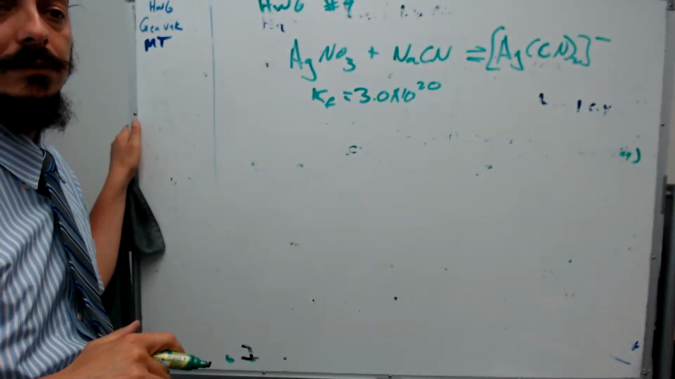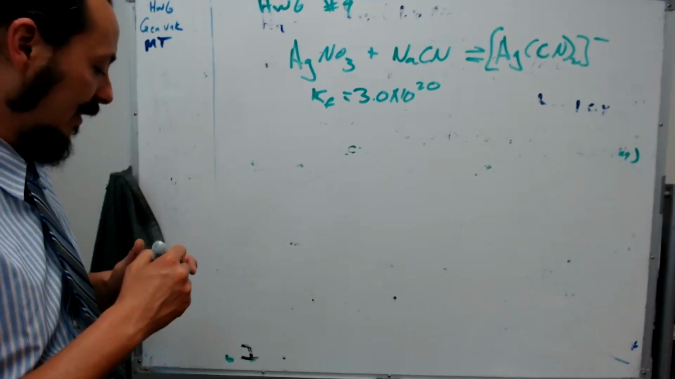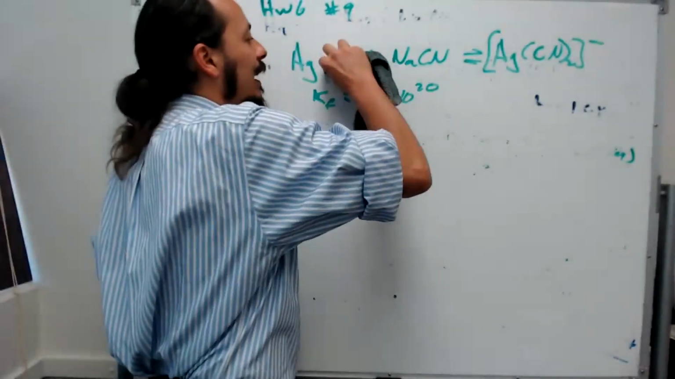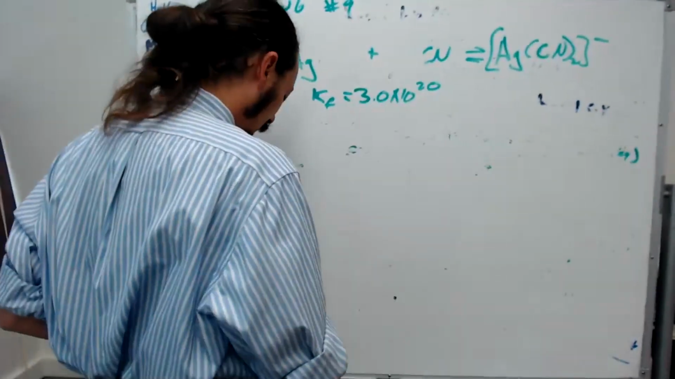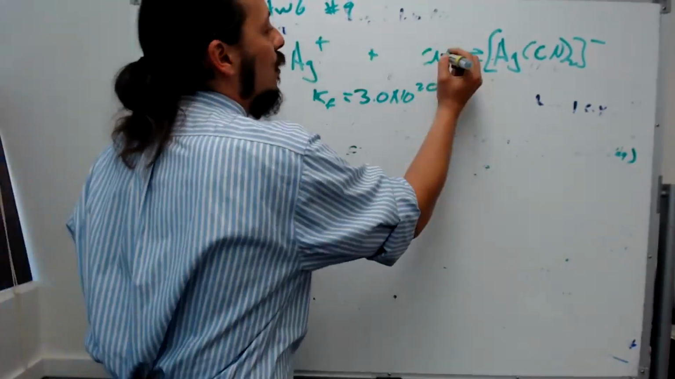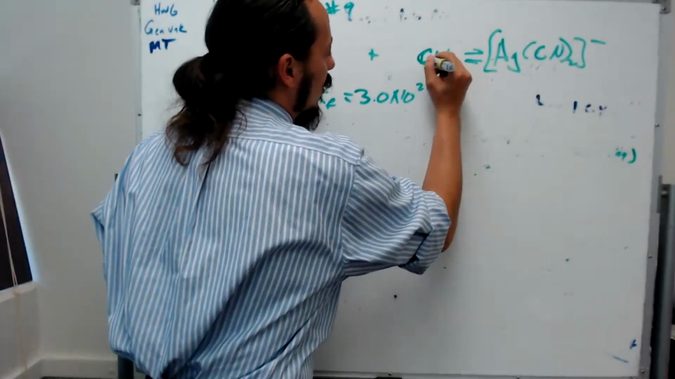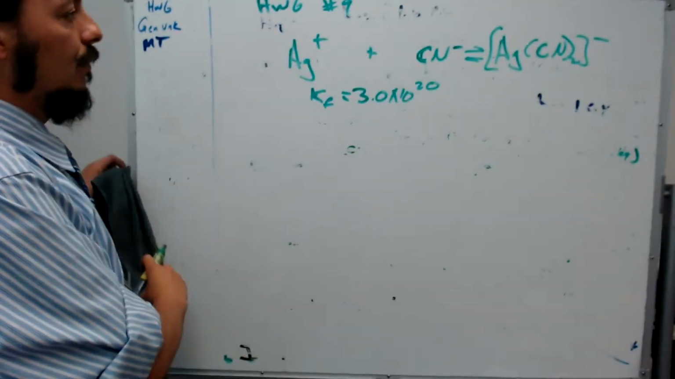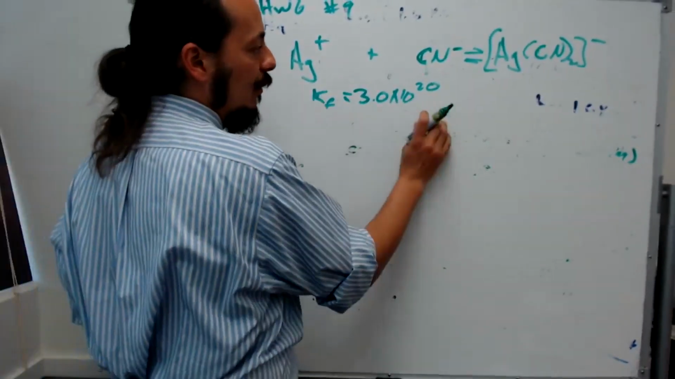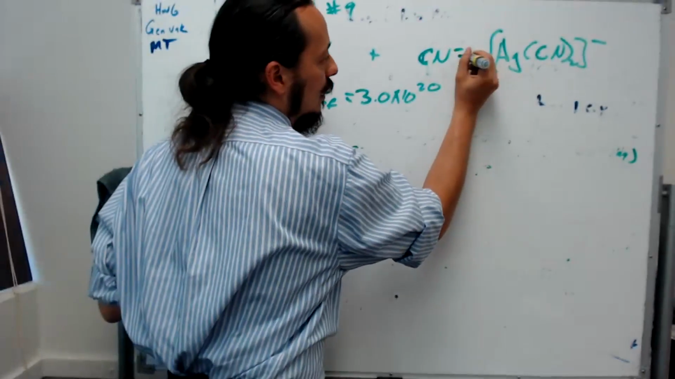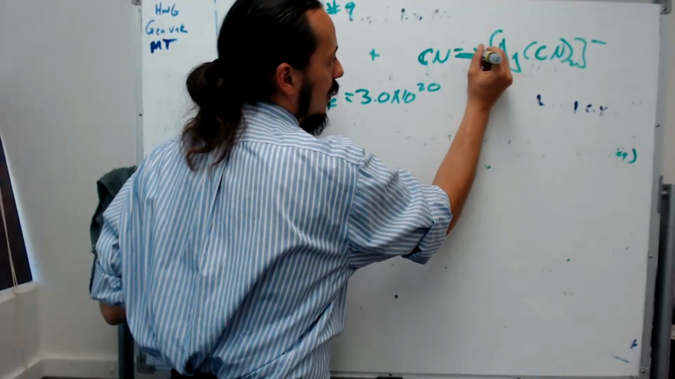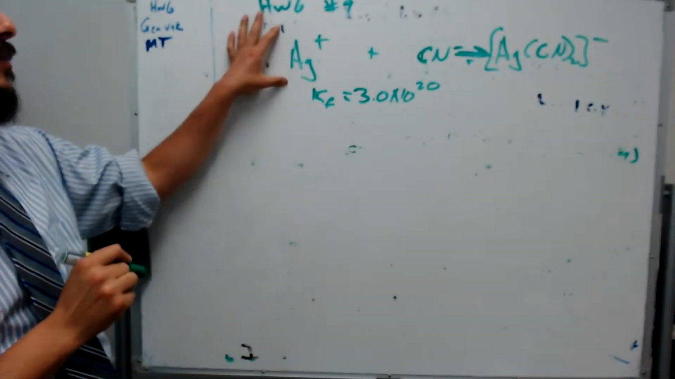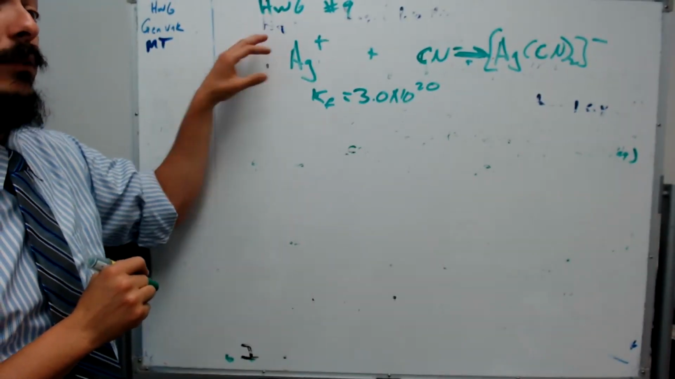Same ballpark. Right. So what this tells us is, and again, we can get rid of our spectator ions. We can get rid of the nitrate. We can get rid of the sodium. Those are spectators. We've got Ag plus. We've got CN minus. We know that this reaction, because of this large KF, is essentially going to be completely towards products.